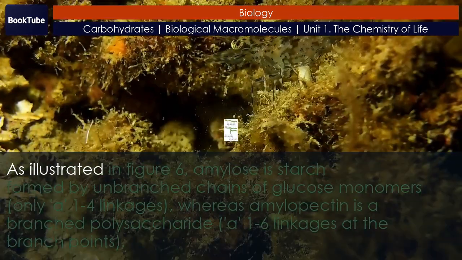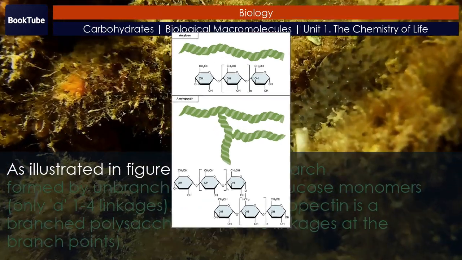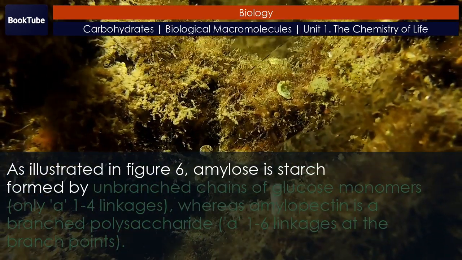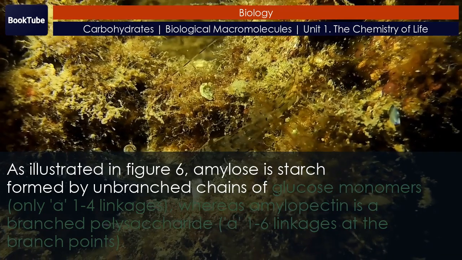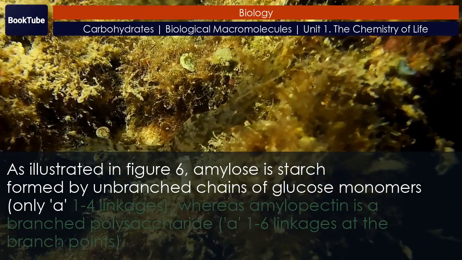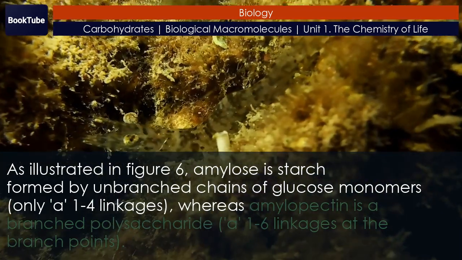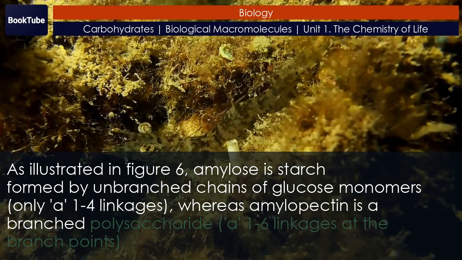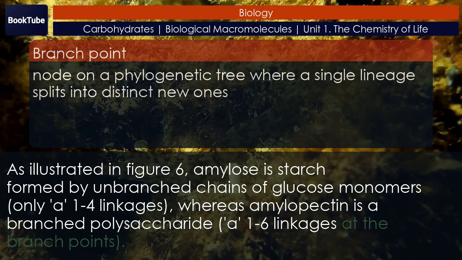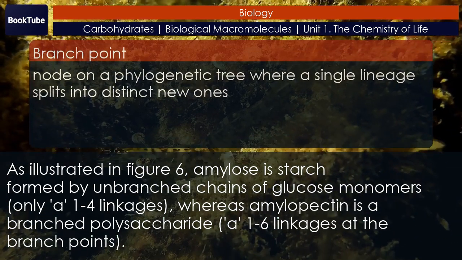As illustrated in Figure 6, amylose is starch formed by unbranched chains of glucose monomers, with only alpha 1-4 linkages, whereas amylopectin is a branched polysaccharide, with alpha 1-6 linkages at the branch points.